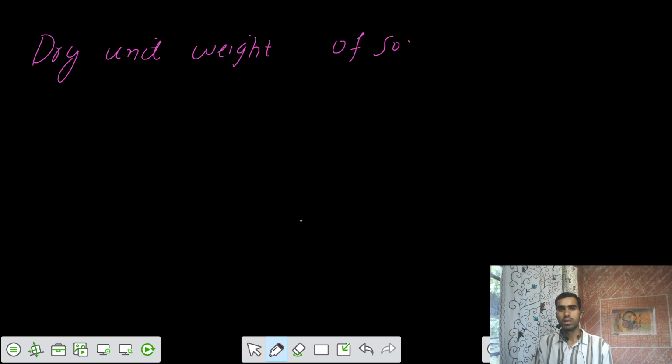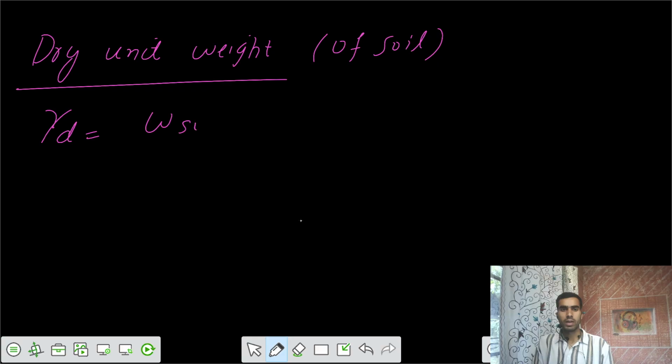After that, we can take gamma dry. We write it as the dry unit weight of soil, related to soil. Dry unit weight, we write it as gamma D. This is the weight of the soil in the dry condition.